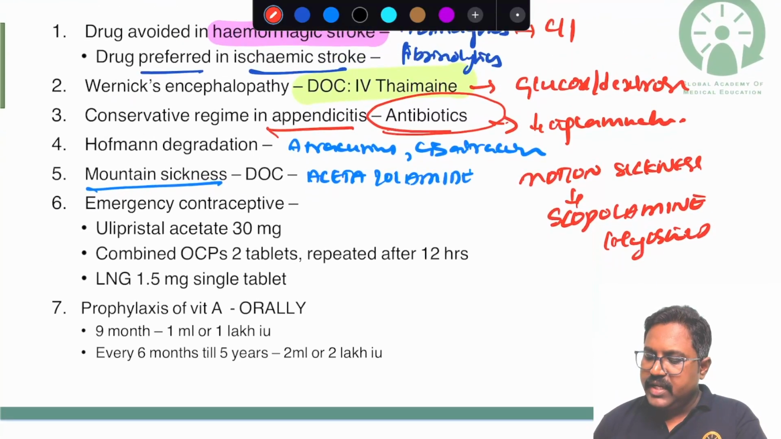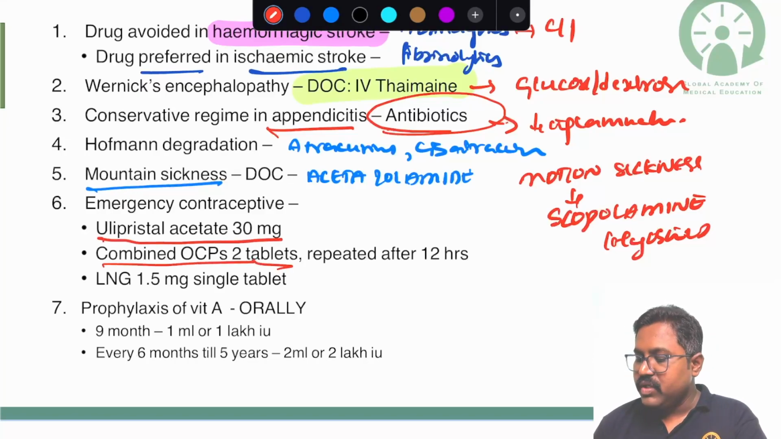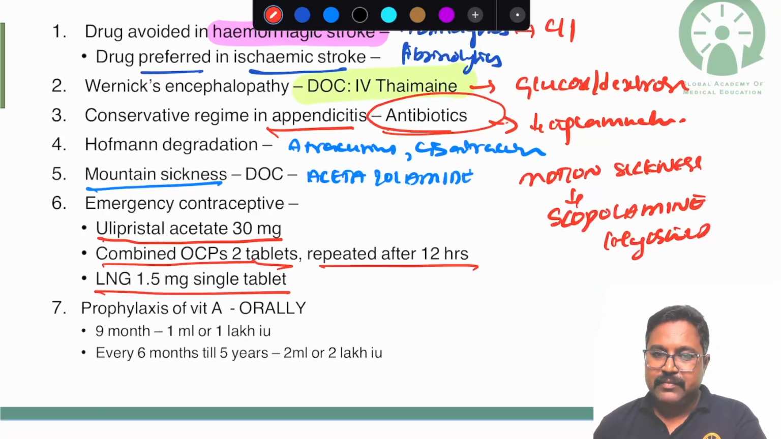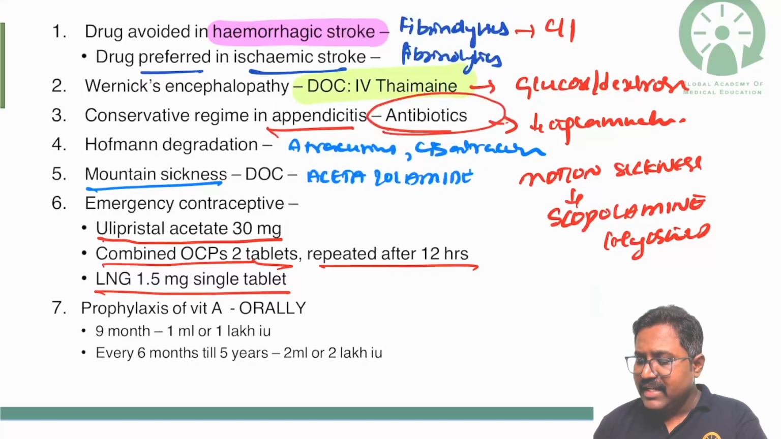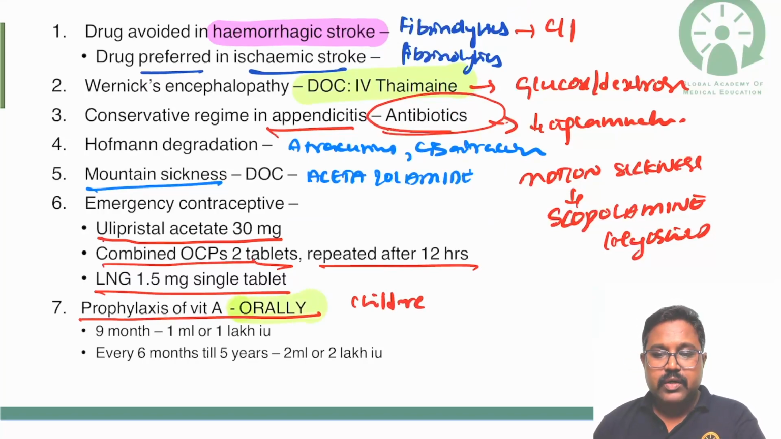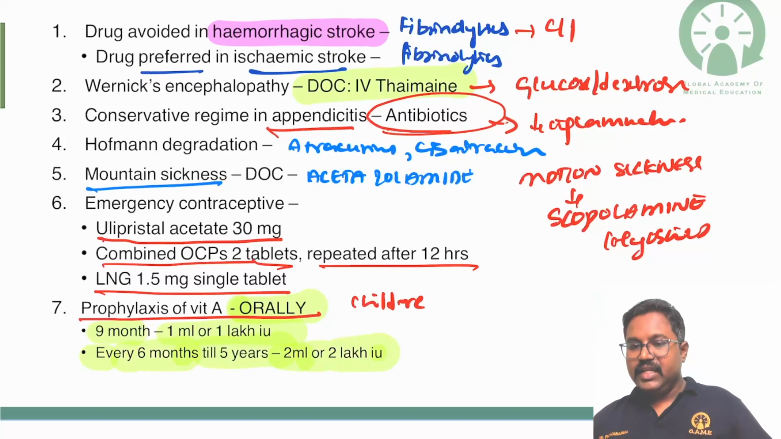For emergency contraception you can use ulipristal acetate 30 milligram, combined oral contraceptive pills 2 tablets repeated after 12 hours, and levonorgestrel 1.5 milligram single tablet. For vitamin A prophylaxis in children, it is given through the oral route. Up to 9 months it is 1 ml or 1 lakh international unit, and after 9 months till 5 years, every 6 months you need to give 2 ml or 2 lakh international unit.